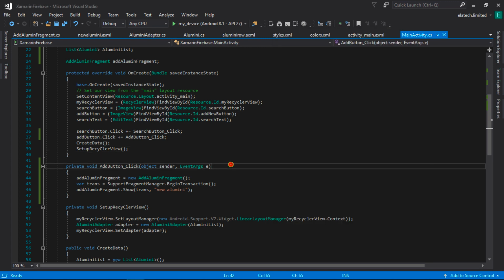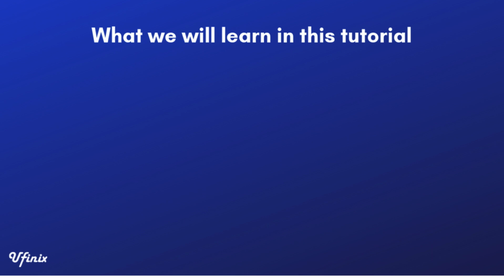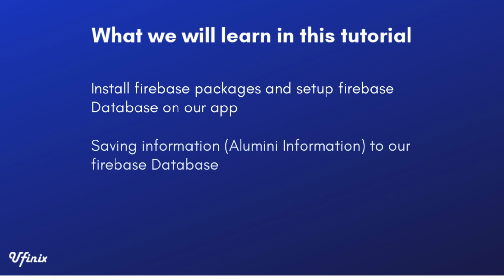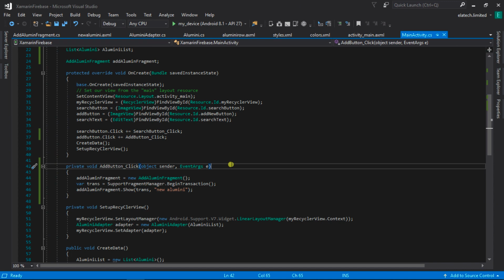Now in this class there's a couple of things that we are going to be doing. Firstly, we're going to learn how to set up Firebase in our app. So we're going to download the packages and install it in our app, and we're going to test the connection and ensure that everything works well. And secondly, we're going to be saving our alumni information or data to our Firebase database. So guys, without wasting much time, let's jump right into it.